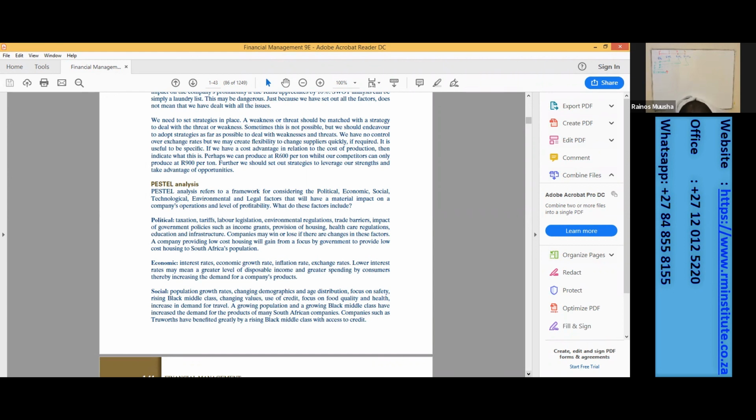So lower interest rates may lead to a greater level of disposable income and greater spending by consumers, thereby increasing the demand for the company's products as well. So that's how you would actually analyze it when you look at the economic factors.